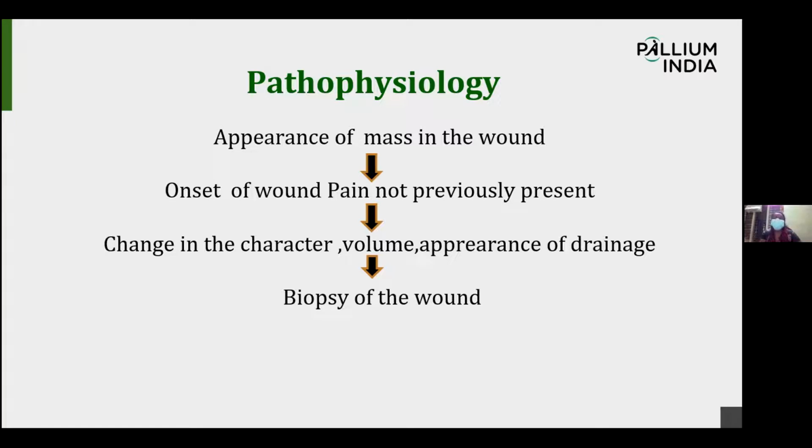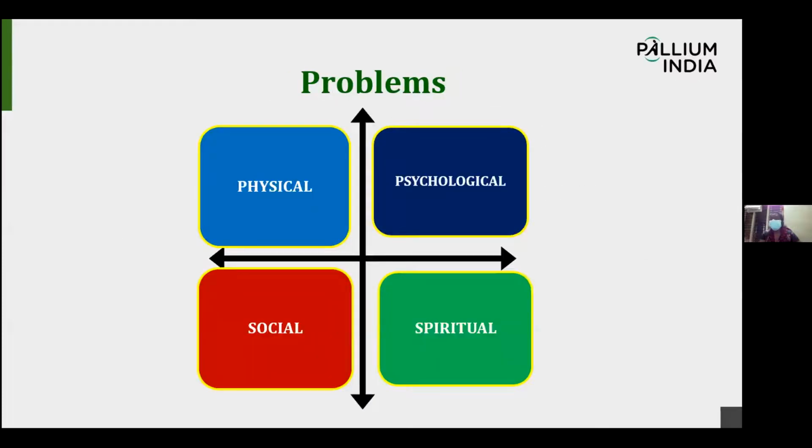Okay. So if these changes are there, refer the patient to the oncologist and take a biopsy and find out whether there is any Marjolin ulcer or not. So come to the problems. From the beginning itself, we understand that palliative care is not only for the patients, it's for the family also, and also it is a total care. So here is a non-curable ulcer. Here, these patients can develop physical problems, psychological problems, social problems, spiritual problems.